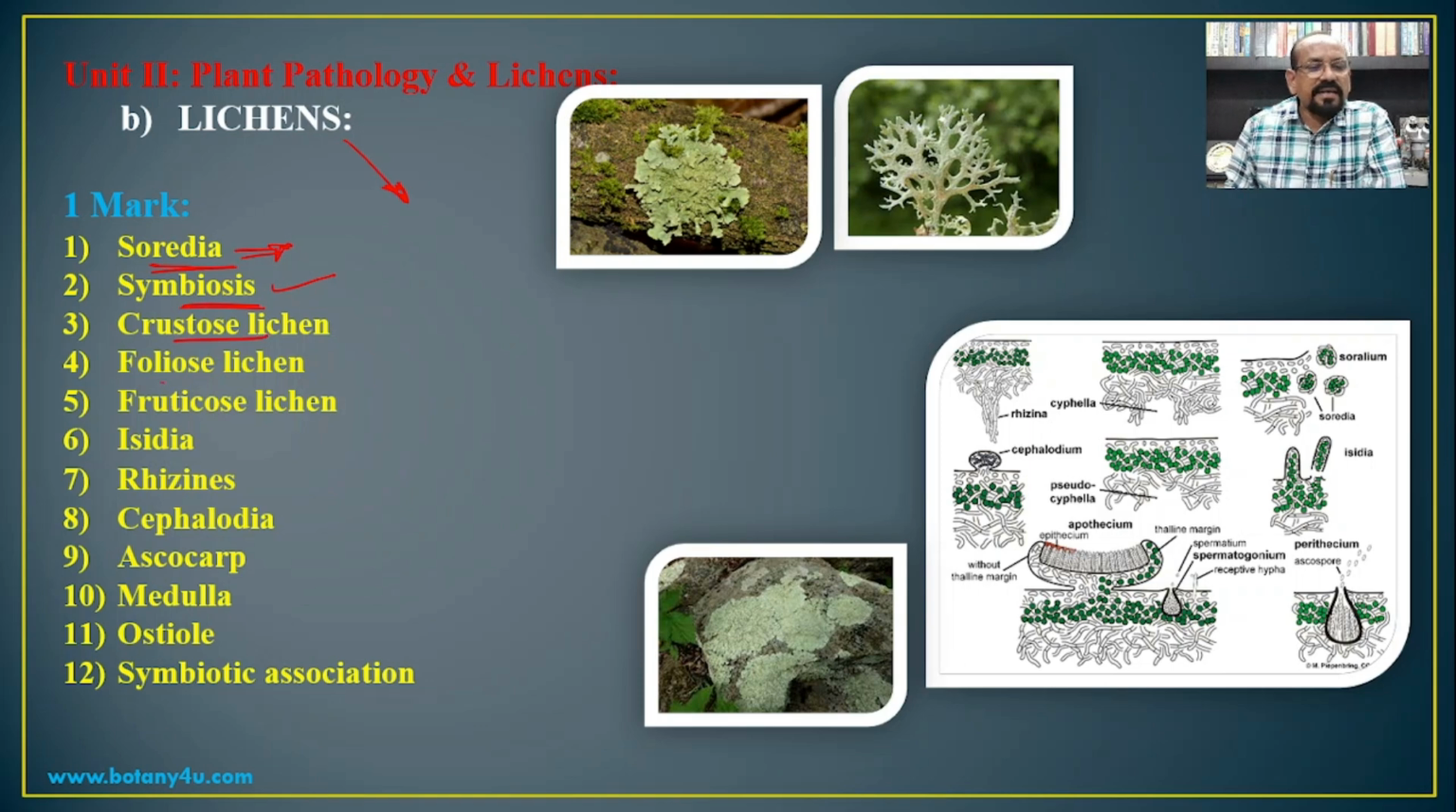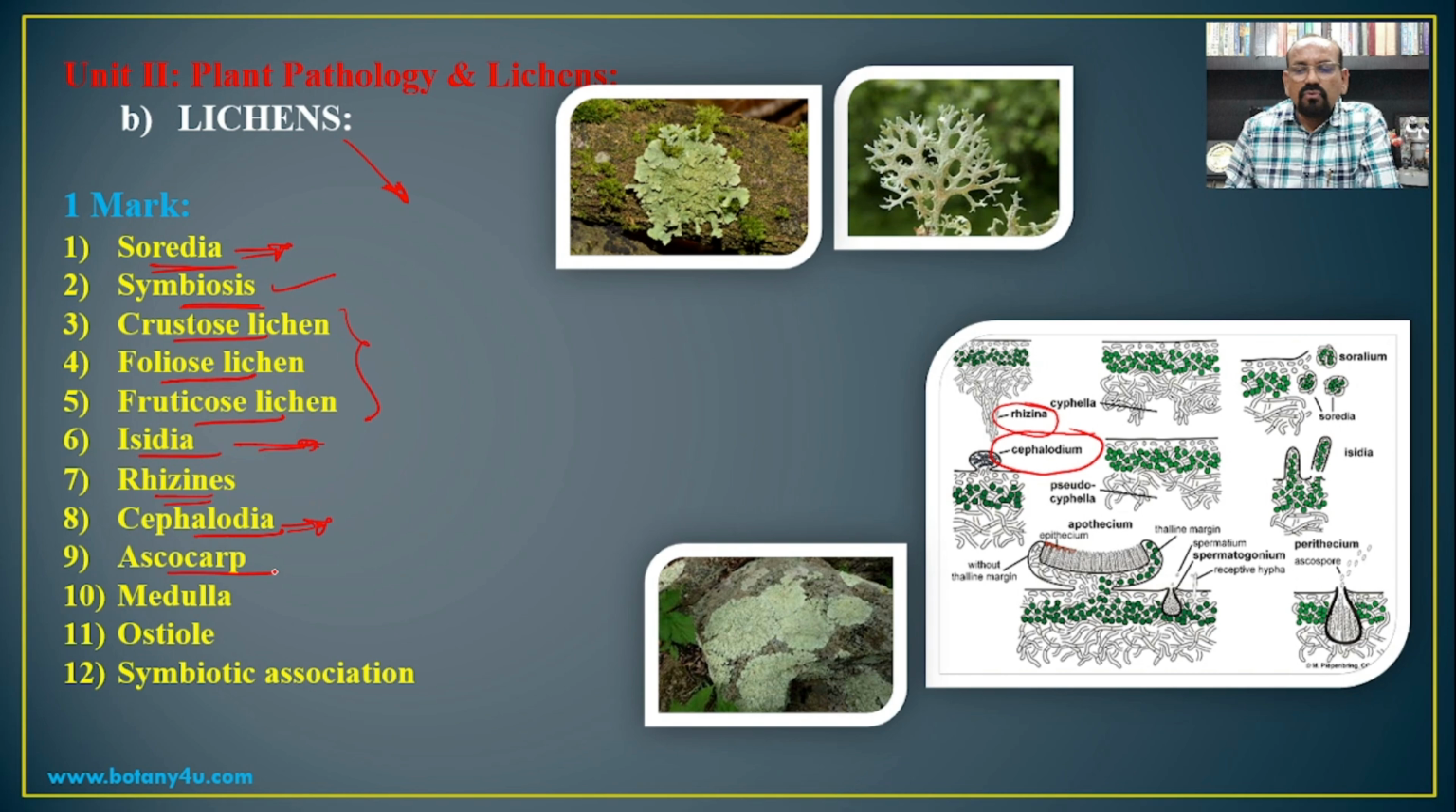Then crustose lichen, foliose lichen, fruticose lichen; any one of them can be asked for 1 mark in the question. Then soredia is a structure which is used for vegetative reproduction. Then rhizines are structures used for the absorption of minerals and water from the ground. Then cephalodia is a structure which develops on the thallus and is also used in vegetative reproduction.